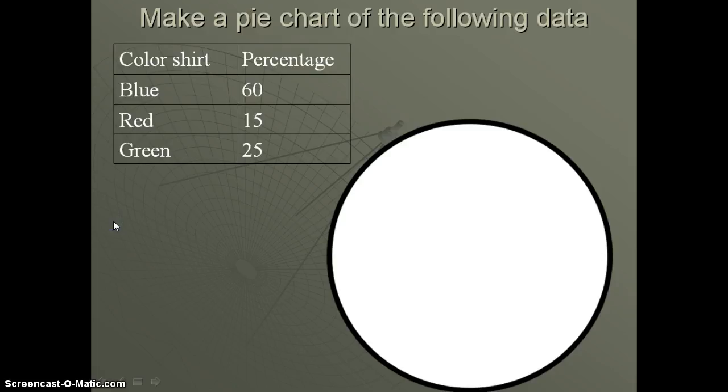All right, we're going to do a little bit of practice with graphing. So we want to make a pie chart of the following data. So this is data of color shirt worn and how many people were wearing that color shirt, the percentage. So first we have to come up with a title for this chart. So let's call it percentages of shirts worn. Now, 60% of people were wearing blue shirts. So this would be 50%. So we want 60% to be something like that. And then we want to label that with blue.